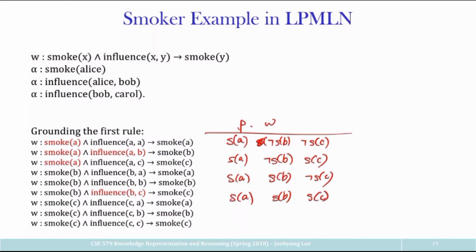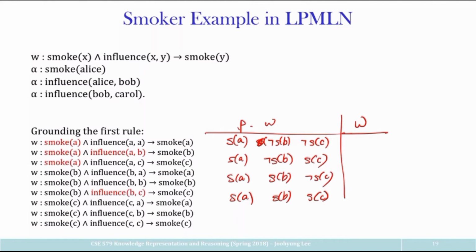Okay? This is a possible world, and we want to have the weight. Now, for each interpretation, same as before, we know some rules are definitely true or false. So let's check that again.